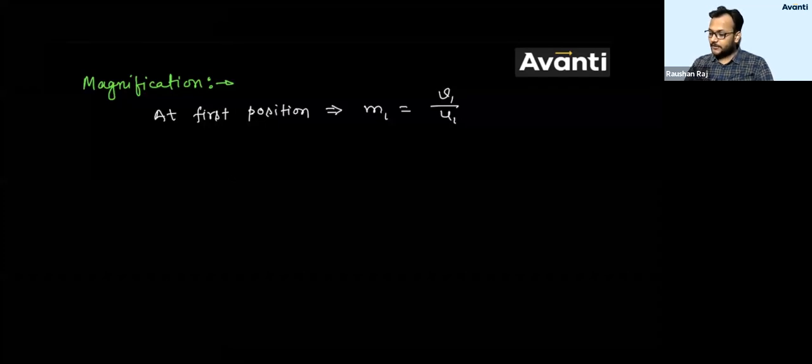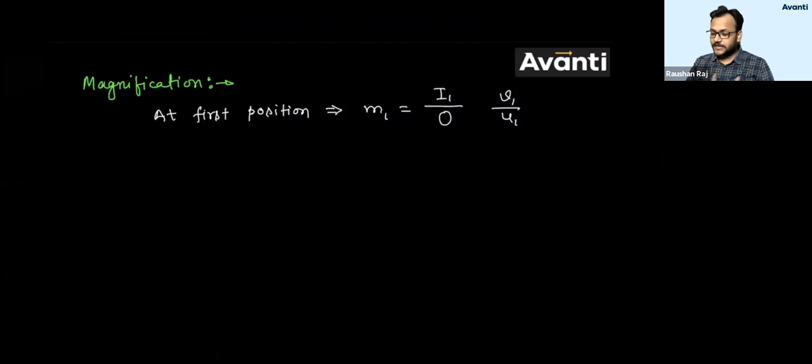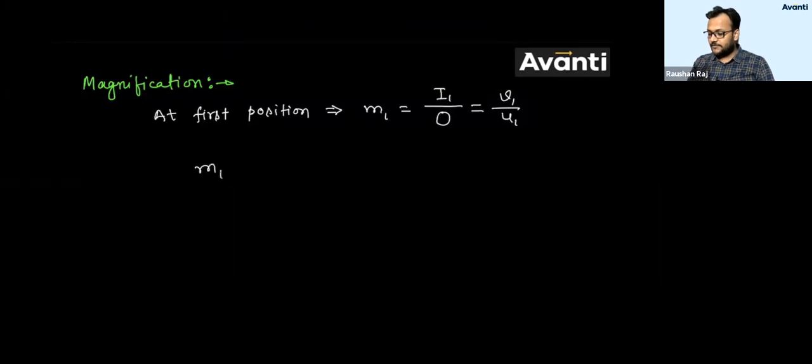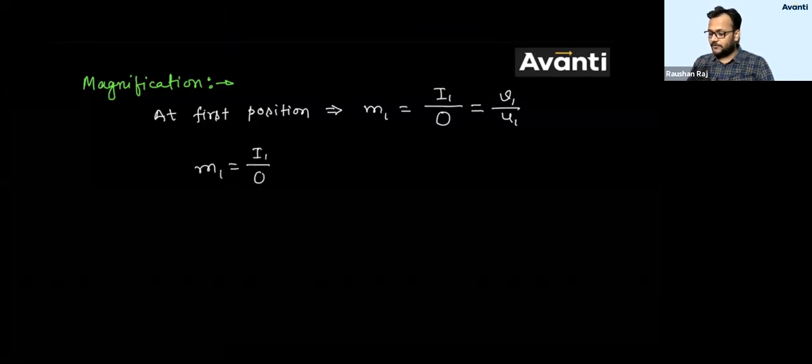Or you can write this as image size at first position divided by object size. So I write here I1 divided by O. Because in a lot of books you will see it written in this form. So I'm not writing in terms of HI and HO. I'm simply writing I1 is the size of image at first position. O is the size of object. Will be equal to V1 by U1. So I can write M1 will be equal to I1 divided by O and will be equal to.